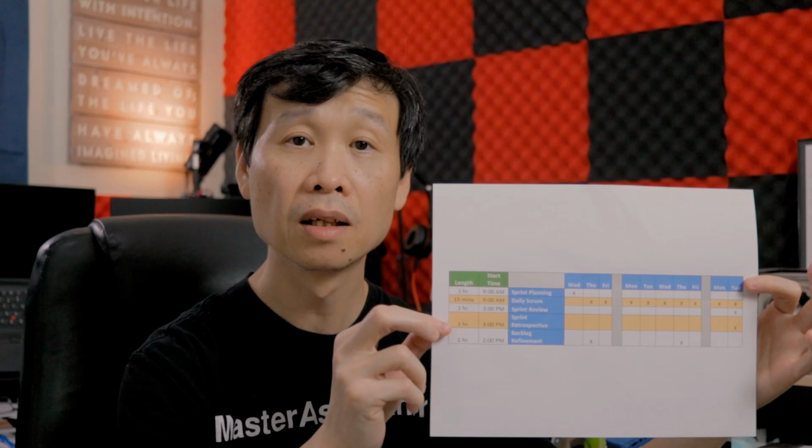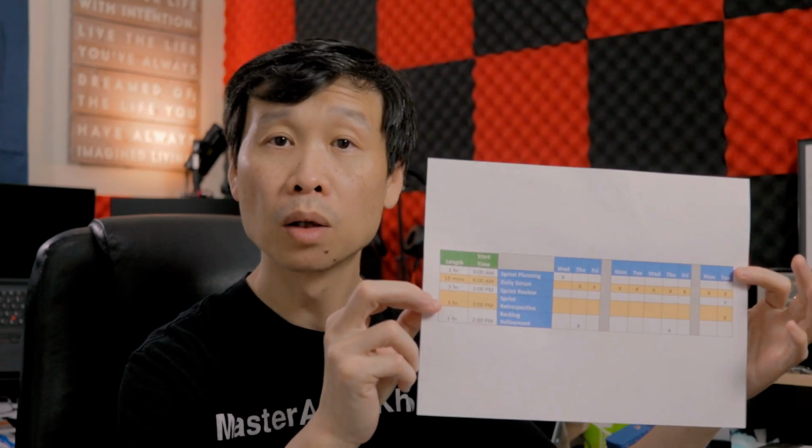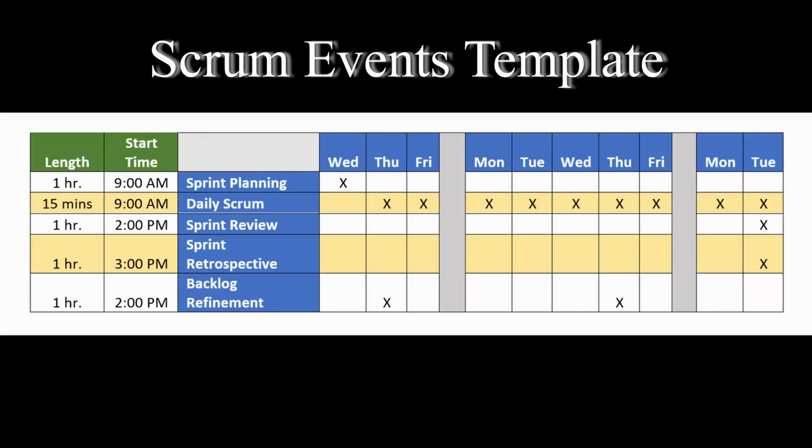Make it its own. So here's my starter template for Scrum events. We're going to walk through each of those events and I'm going to explain to you why I did it that way. So let's start with sprint.